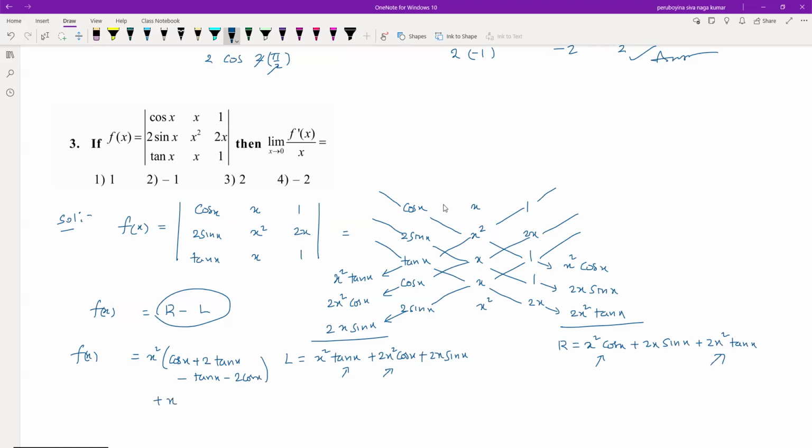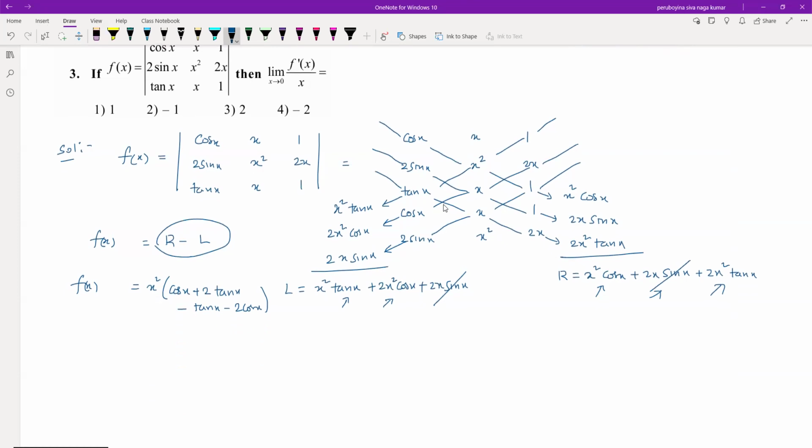And then plus, take x common. First we will write the right side. Of course, these two got cancelled, right? So we have the function f of x. Okay. So therefore, f of x is equal to x square of tan x minus 2 tan x minus tan x is tan x. Cos x minus 2 cos x is cos x.